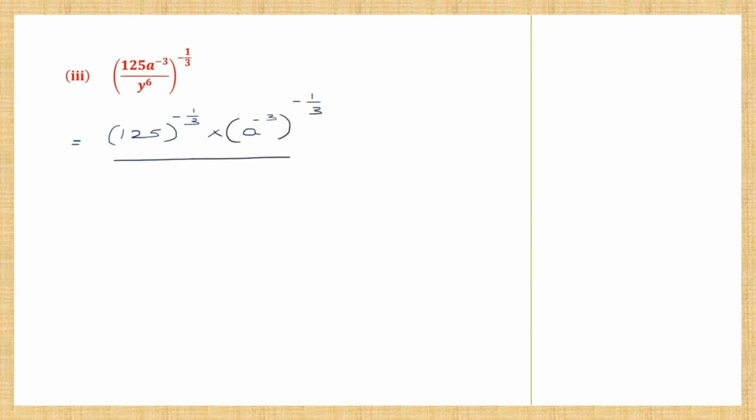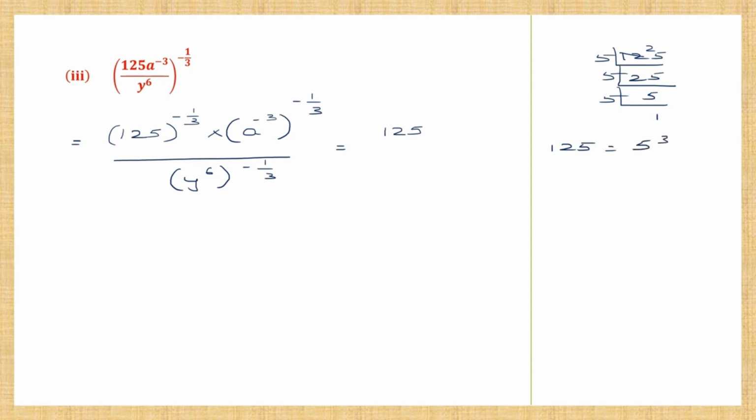Similarly, here this is going to be y raised to the power of 6. This whole thing is raised to the power of minus 1 by 3. So we're going to use the power law. For 125, we are going to find the prime factors. So 125: 5 2s are 10, so there's 2 left. 5 5s are 25. 5 5s are 25. And again 5 1s are 5. So 125 can be written as 5 to the power of 3.